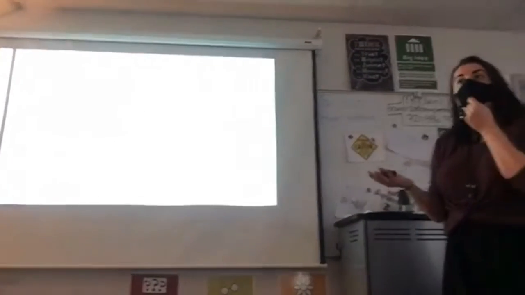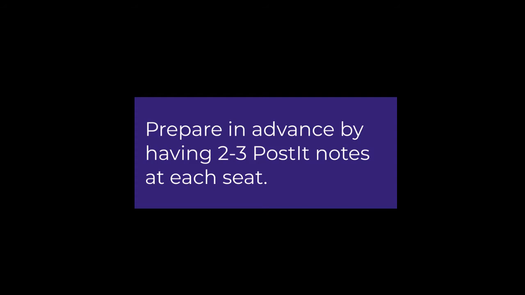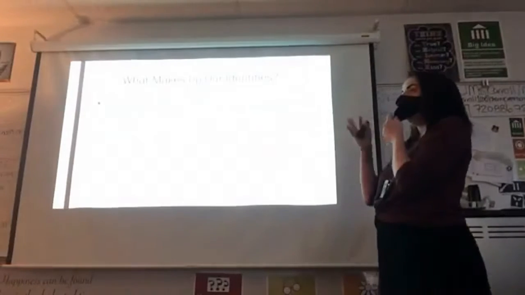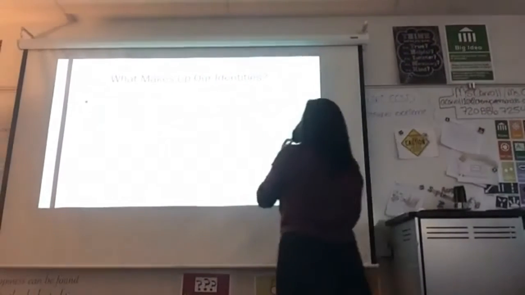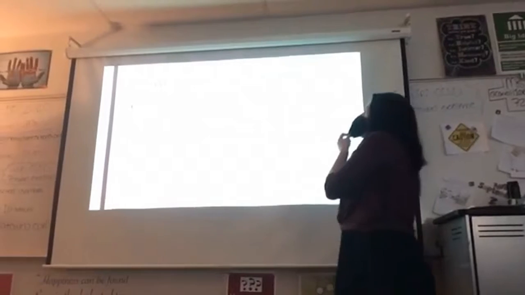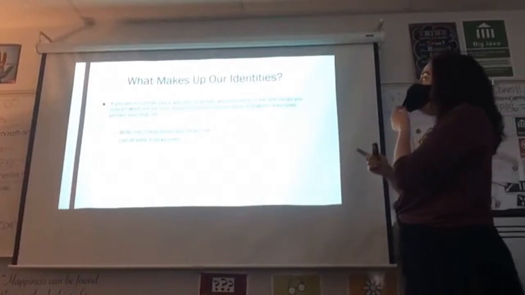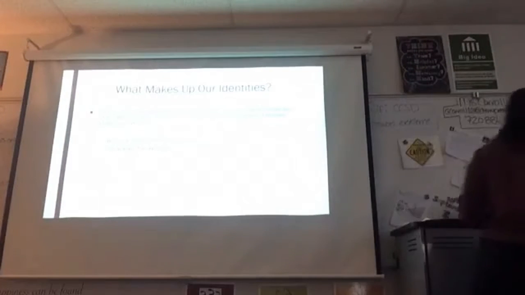The first question I want you guys to think about is what makes up our identities? If you're in a public place with lots of people, what are the first things you notice? What are the first characteristics you notice about strangers? Examples: gender, hairstyle, etc. And then write one characteristic per sticky note.